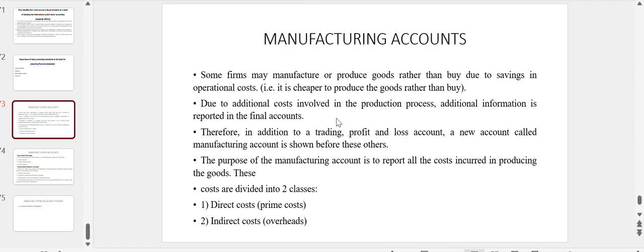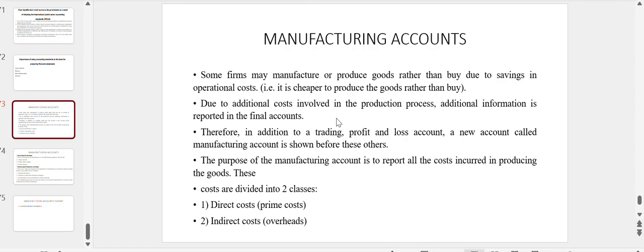So for these companies, they are going to incur some additional cost. And for you to know the total cost of production you've incurred, you have to open an account called the manufacturing account. And then when you'll be preparing the income statement, you take this cost of completed goods to the income statement, and then later on you can prepare the statement of financial position. So the main purpose of the manufacturing account is to enable a company or a firm to determine the total cost of production.